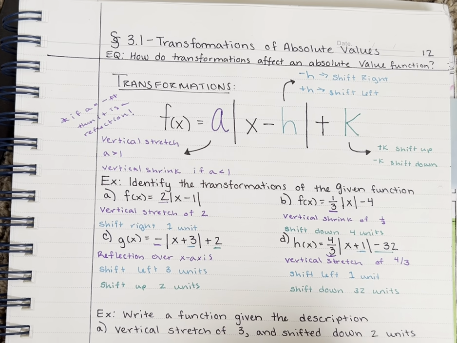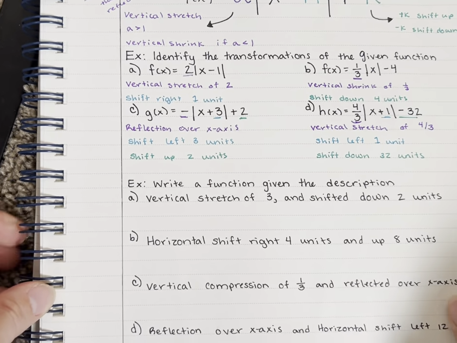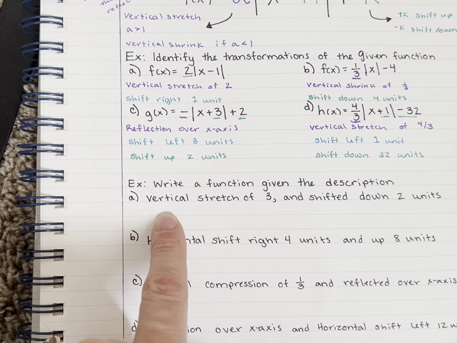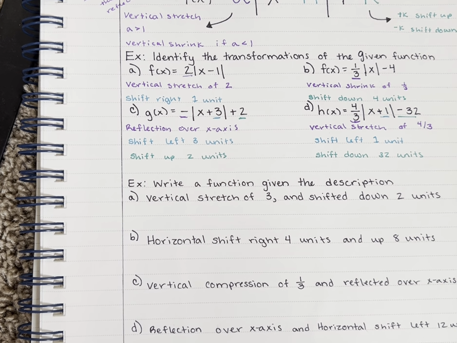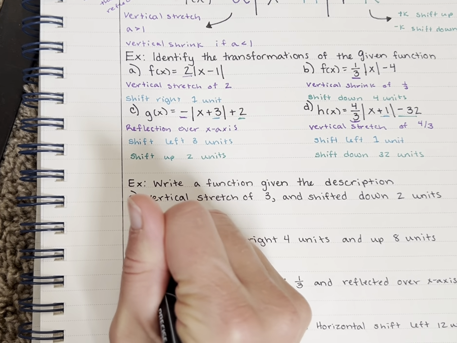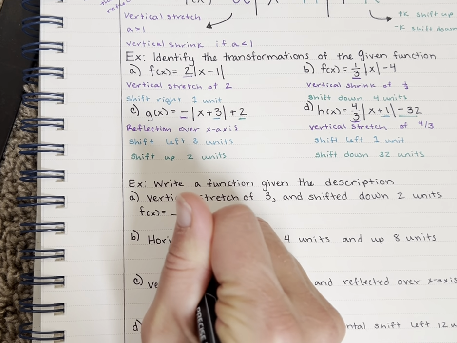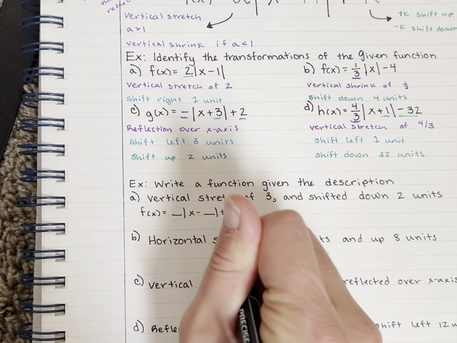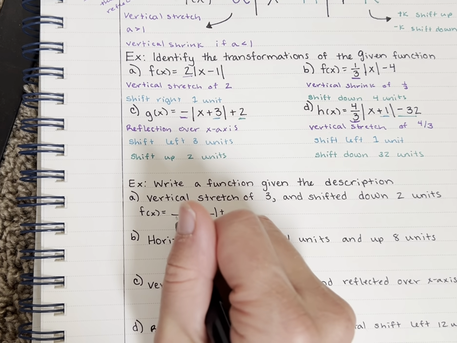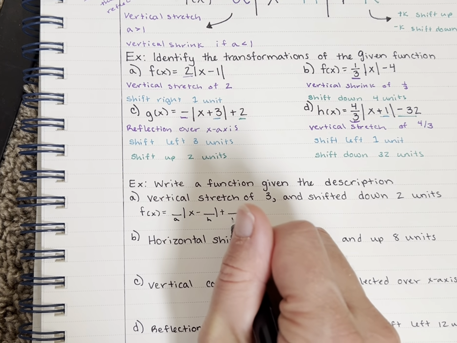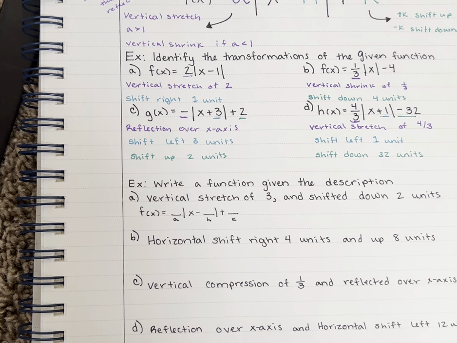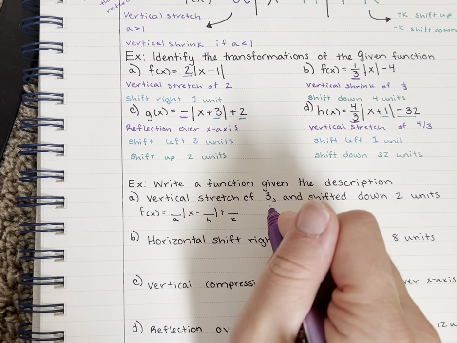Okay. So now we're going to go into writing a function, write a function given the description. Here I have a vertical stretch of 3 and I'm shifted down 2 units. What I like to do when I'm doing these is write the bones of the absolute value. So I know I have f of x equals blank times absolute value of x minus blank plus blank. That's kind of like my sentence frame. So I need to find out if I have an A, an H, and a K. First thing is a vertical stretch of 3. Vertical stretch of 3 represents my A value.